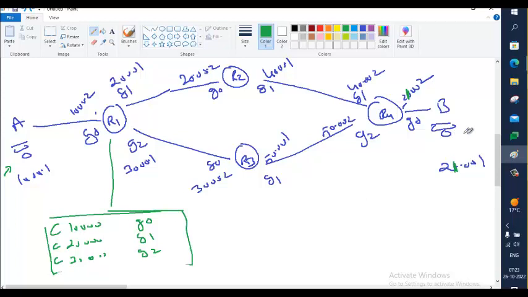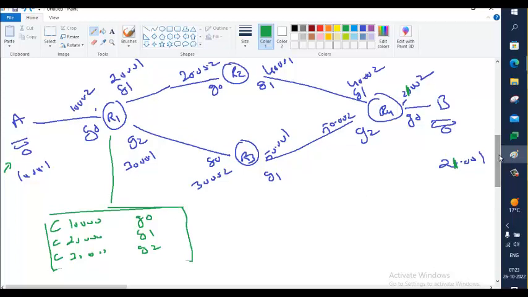Now, Abhirami's question was, I have two routes to reach 21. Which route should I write? Can I write both? That was the question. Of course, you can write both if you want. If you want to write only one, that also you can.